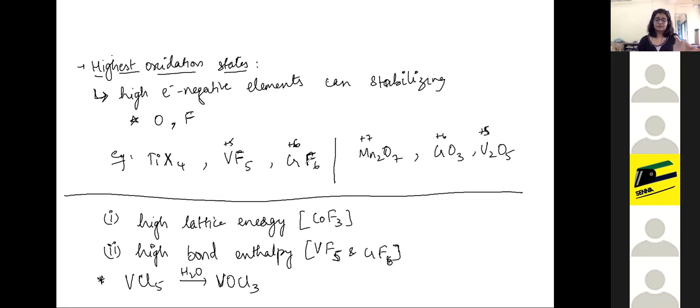Similarly with chromium also. Only CrF6 is capable of existing, because all the other chromium halides with +6, +5, extremely high oxidation states, are going to get hydrolyzed to form oxohalides. They form their oxocations. So you can say they are hydrolyzed by water to form their oxocations.